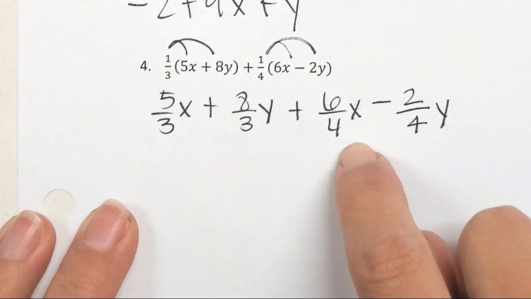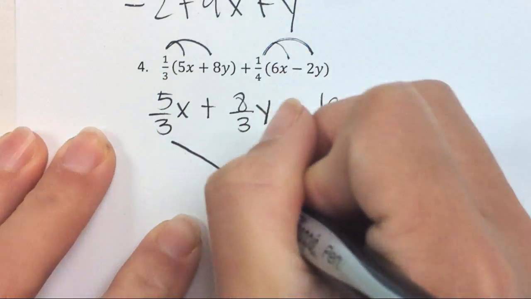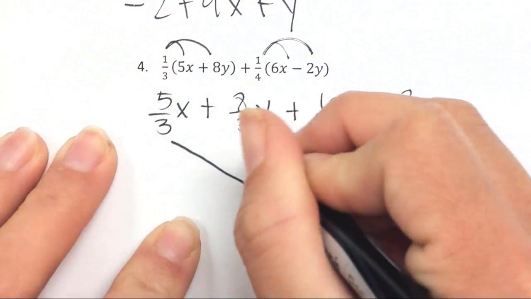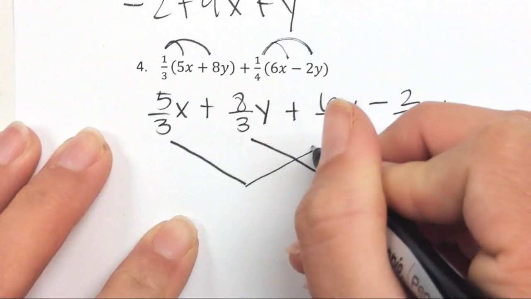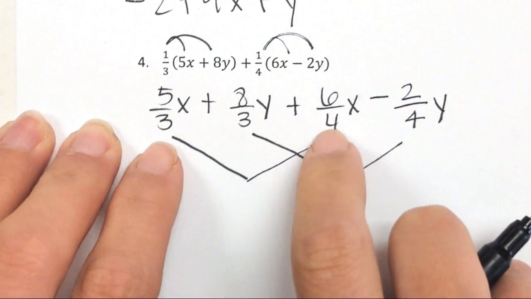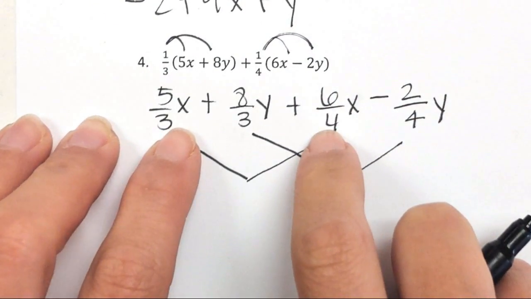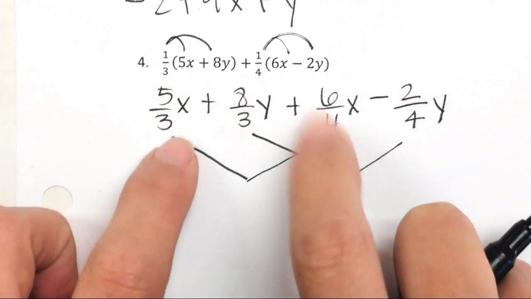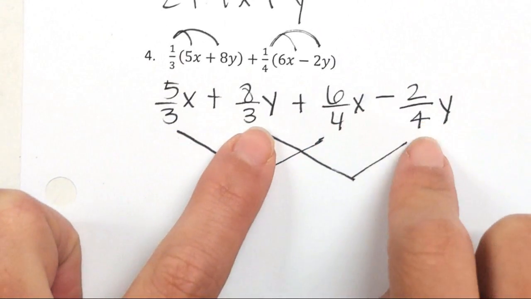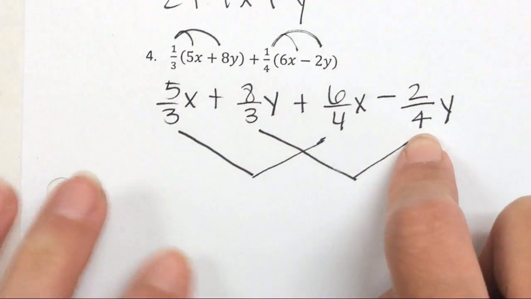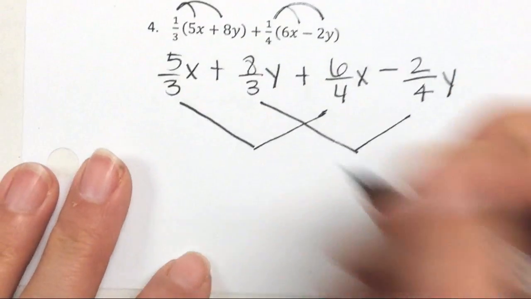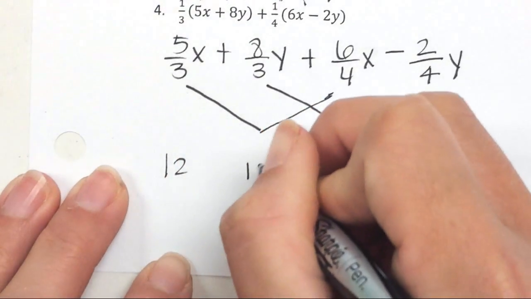Okay, so we know that we have to combine these two, correct? Because they both have an x. And these two because they both have a y. But in order for us to add or subtract fractions, the denominators have to be the same. So what's the common denominator here? And here? 12. So why don't we go ahead and make all of these bottoms 12? Okay, let's go ahead and do that.